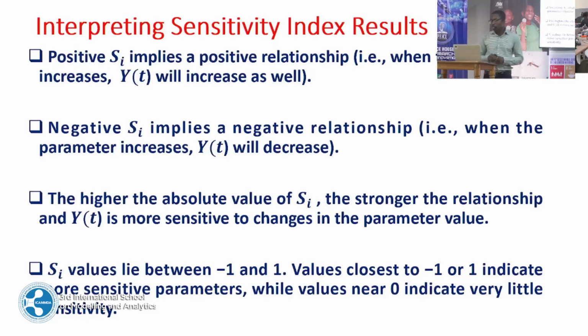And YT is more sensitive to changes in the parameter value. SI values lie between -1 and 1. Now, values that are closest to -1 or 1 indicate that these parameters are more sensitive to your model output, while values that are close to 0 indicate very little sensitivity. We will see examples to help us drive home this point.